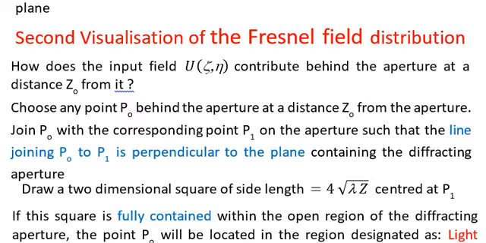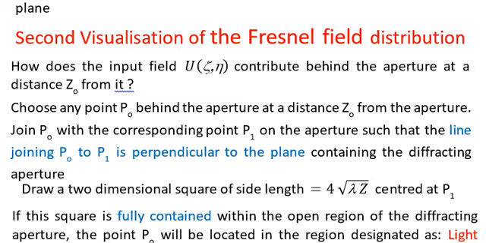Second visualization of the Fresnel field distribution. How does the input field u of zeta eta contribute behind the aperture at a distance z0 from it? So let's find the answer to this one. Choose any point P0 behind the aperture at a distance Z0 from the aperture.